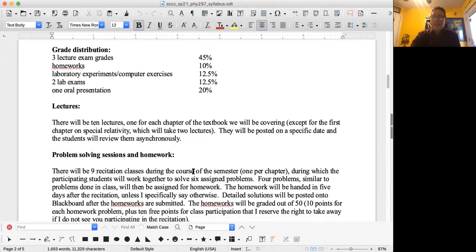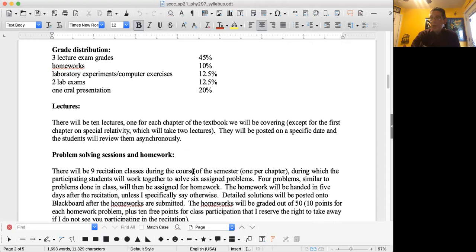The problem-solving sessions, there will be 9 of them. They will meet on Wednesdays. There'll be 1 per chapter. There'll be 6 assigned problems, which we will work on together. You'll be doing most of the work, but if you need help, I'll be in the room with you.